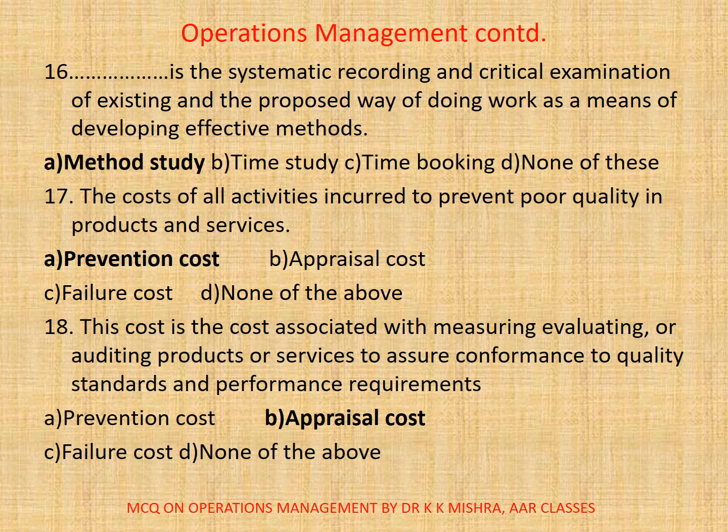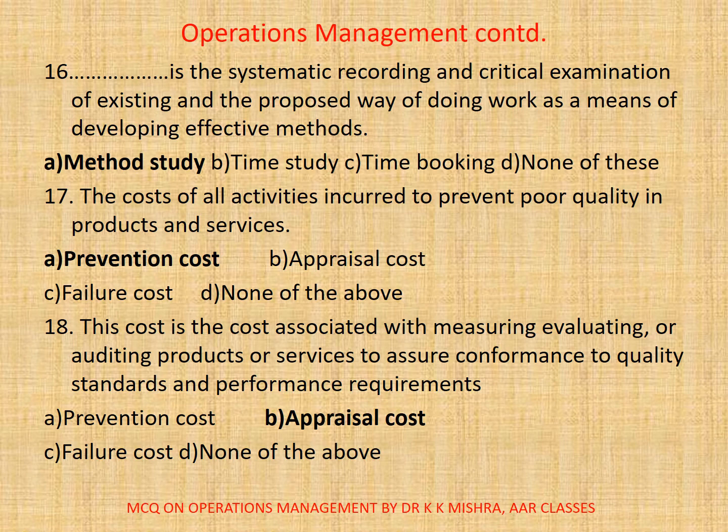C. Time booking. D. None of these. Your correct option is A. Method study. 17. The costs of all activities incurred to prevent poor quality in products and services. Here options are A. Prevention cost. B. Appraisal cost. C. Failure cost. D. None of these. Here correct option is A.